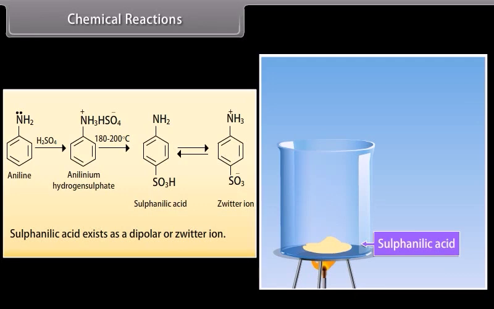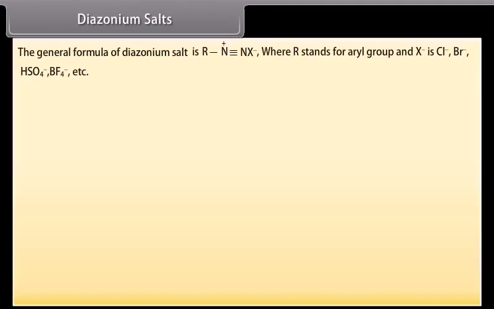Sulfanilic acid exists as a dipolar or Zwitter ion. Diazonium salts. The general formula of diazonium salt is RN2+ X-, where R stands for aryl group and X- is chloride ion, bromide ion, hydrogen sulfate ion, or tetrafluoroborate ion. The N2+ group is called diazonium group.